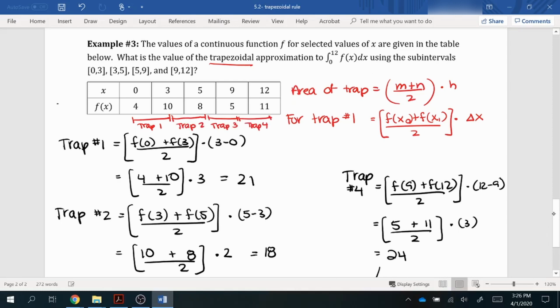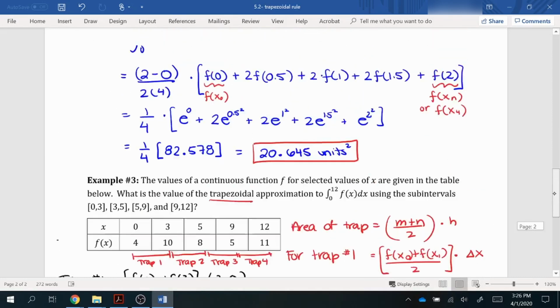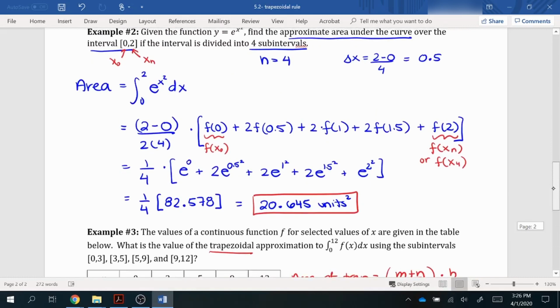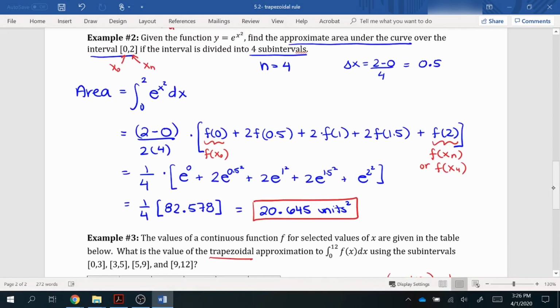Okay, so if you don't have a standard delta x, you can't do the shortcut. So what I would know if I were you is I would make sure you know the area of a trapezoid, and I would also make sure that you know the sort of shortcut method up here. Okay? And that is 5.2.